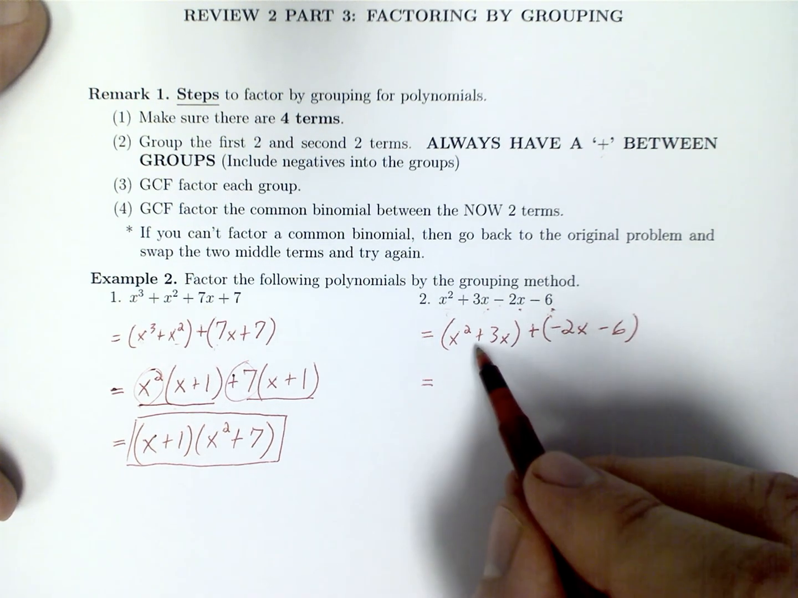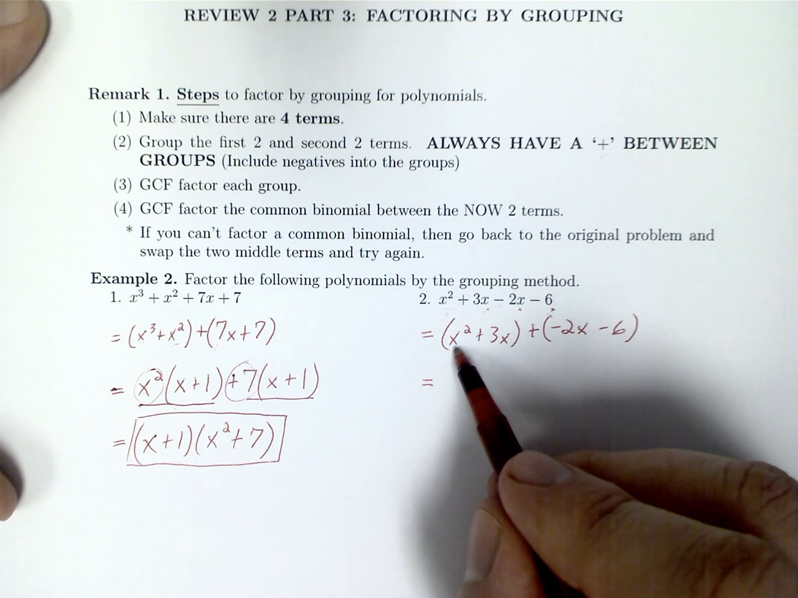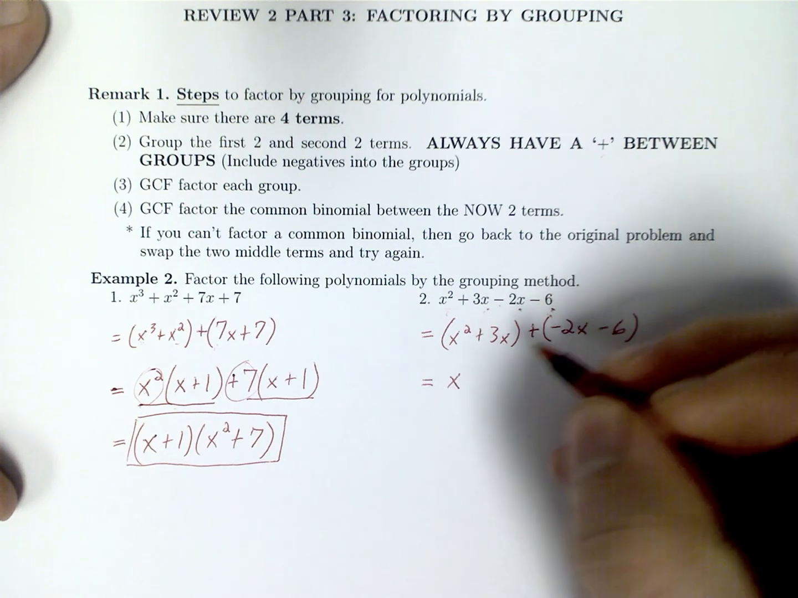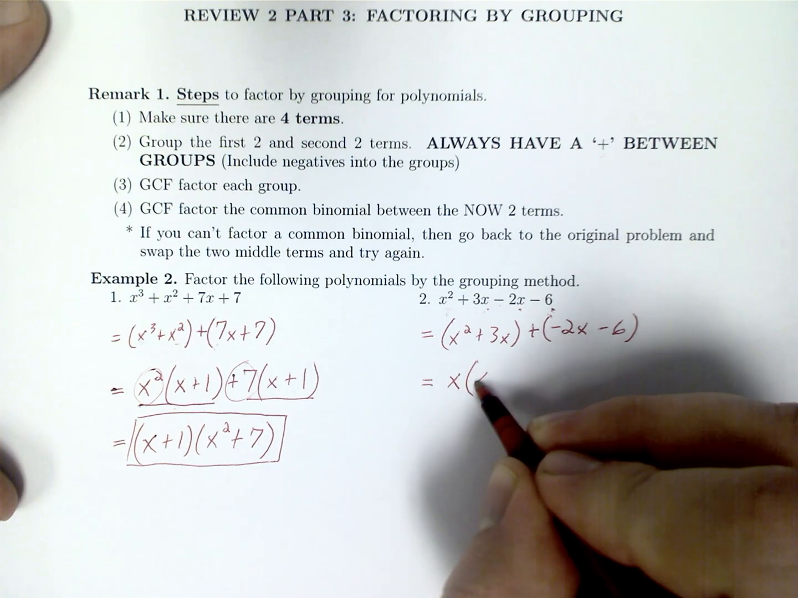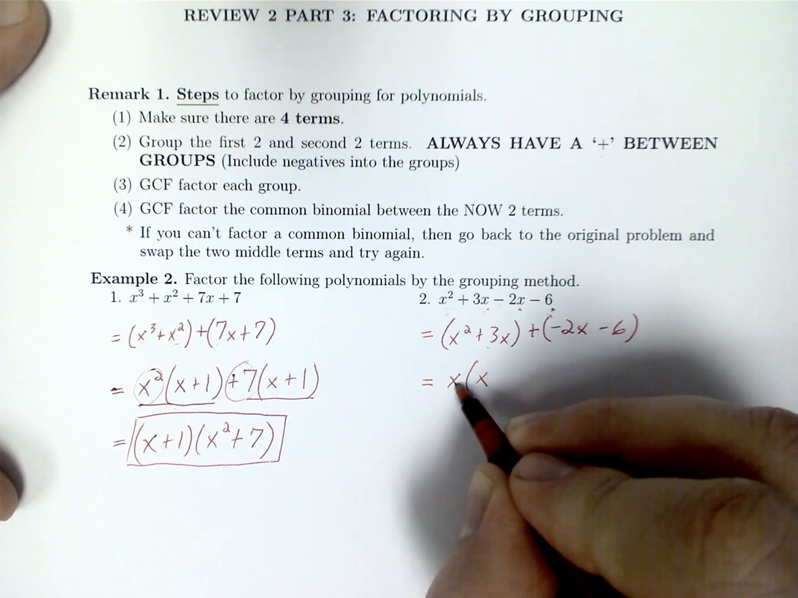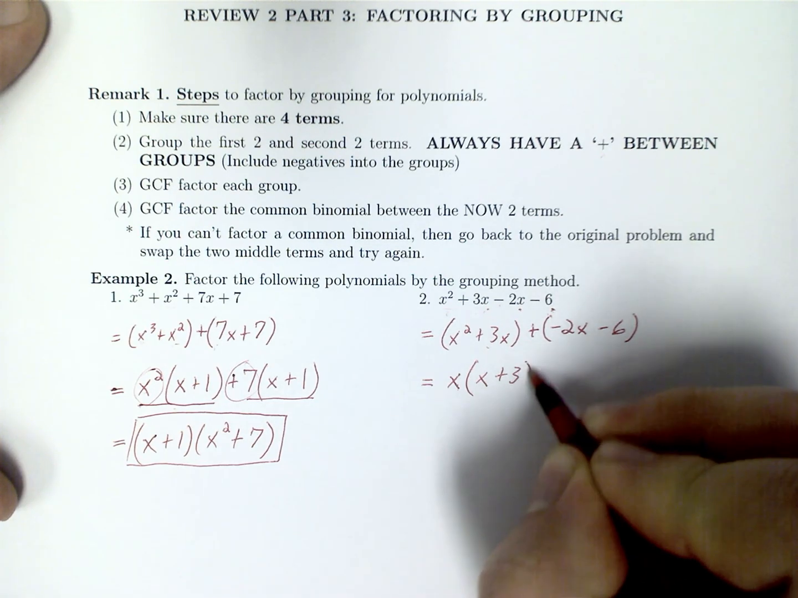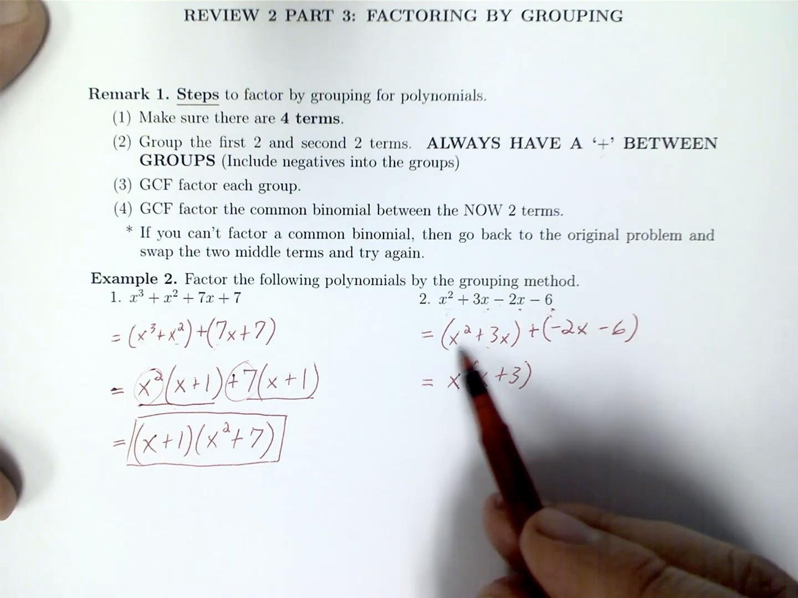And then what do we have in common? We have an x in common, so we factor out an x. x squared divided by x is x. 3x divided by x is 3. And so we've GCF factored that.